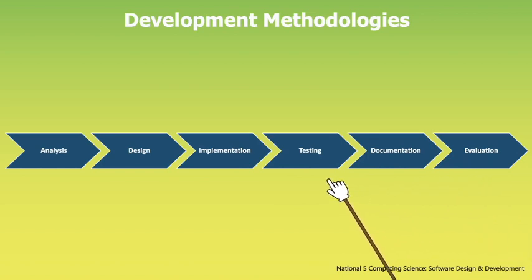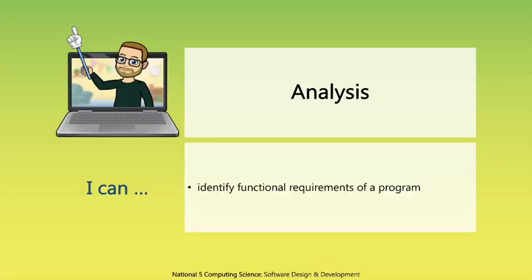But at any point through this cycle, if there is a problem or something we can't fix, we can iterate back round and have a look at it. This normally happens when you test the program, find something wrong with it, you've then got to iterate back to implementation. So let's dive in and have a look at analysis.